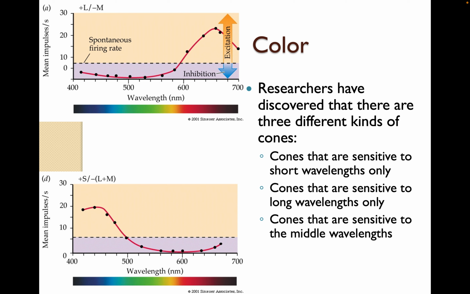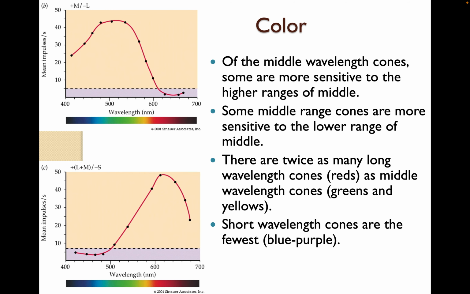Researchers have discovered that there are 3 different kinds of cones: cones that are sensitive to short wavelengths only, cones that are sensitive to long wavelengths only, and cones that are sensitive to the middle wavelengths. Of the middle wavelength cones, some are more sensitive to the higher ranges of middle, and some are more sensitive to the lower range of middle. There are twice as many long wavelength cones, reds, as middle wavelength cones, greens and yellows. Short wavelength cones are the fewest, blue and purple.